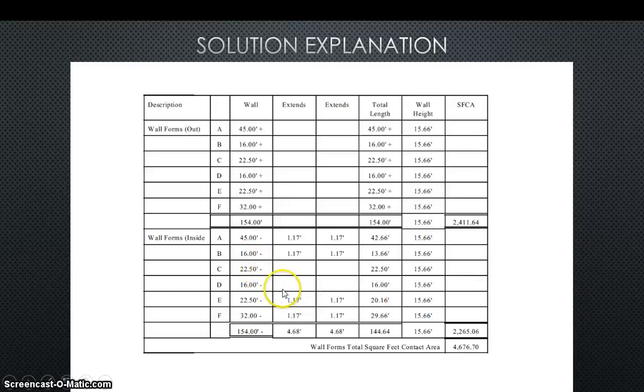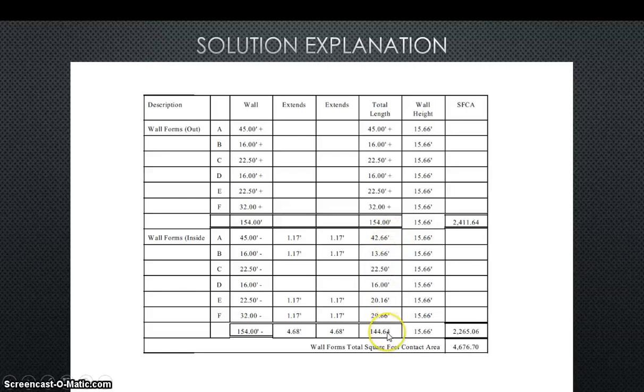These two walls, nothing needs to be done because they're outside walls, outside corners, and so on for our next other two walls. 22.5 minus 1.17 minus 1.17 is 20.16. 32 minus 1.17 minus 1.17 is 29.66.